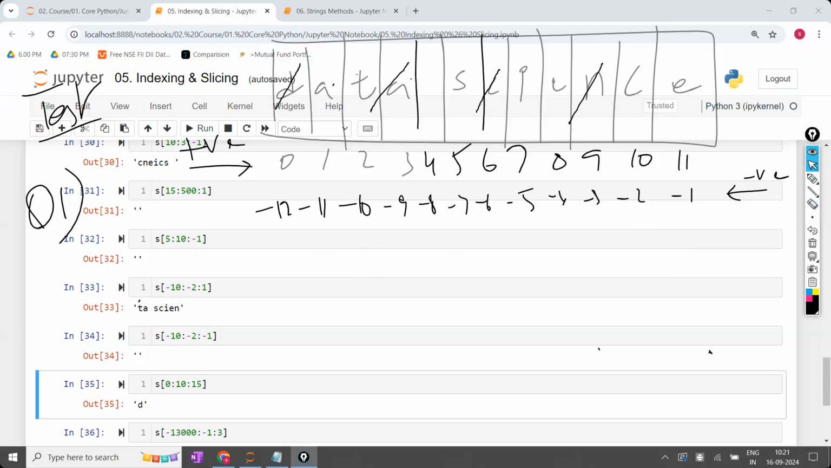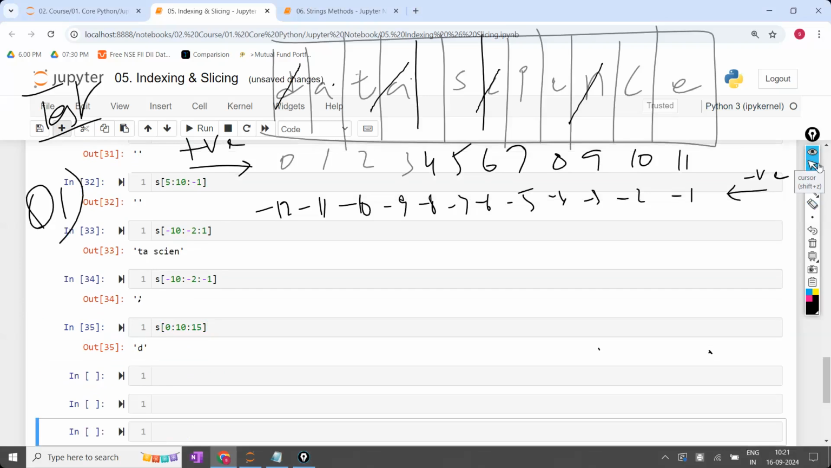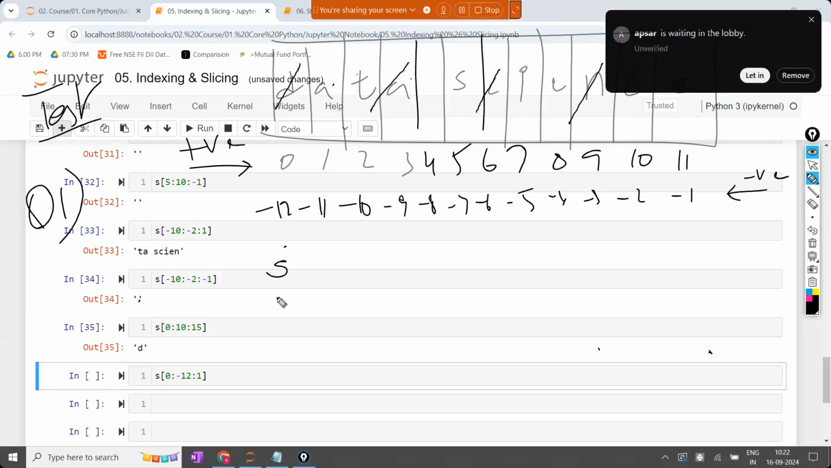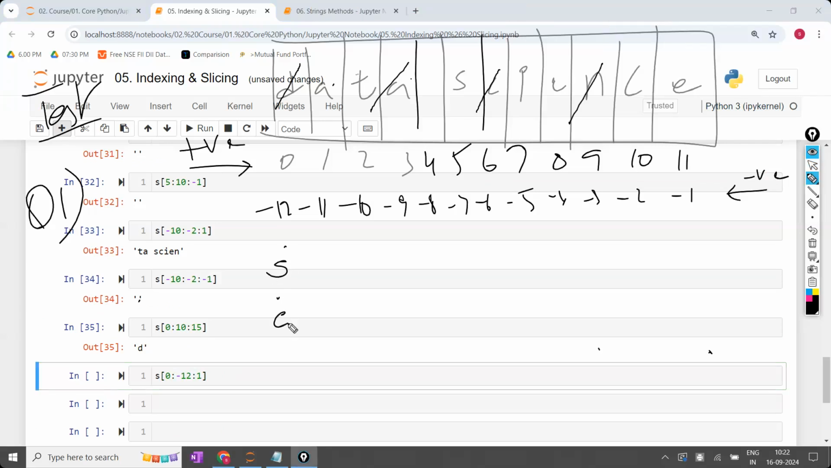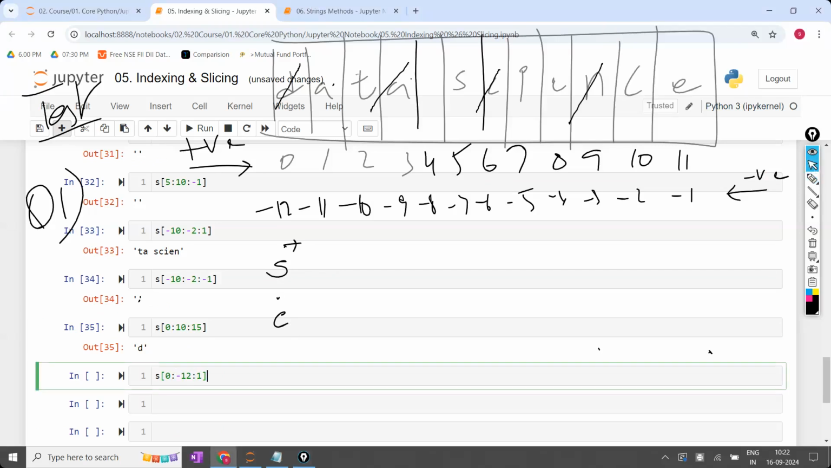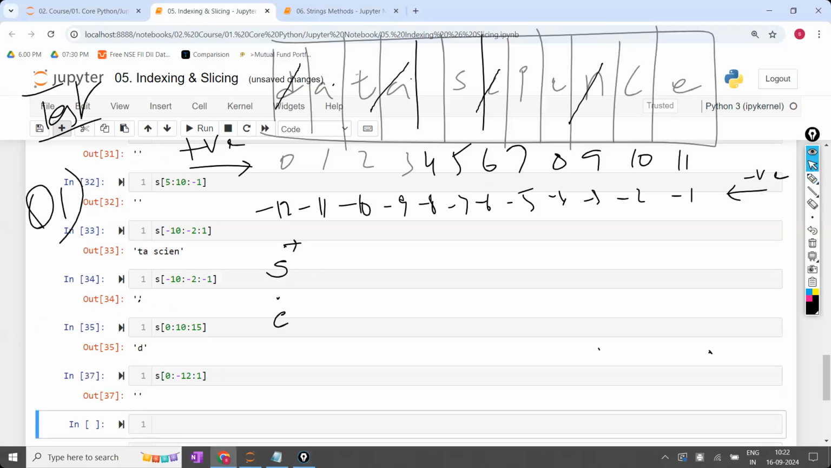Now, let's take one more example. Starting point is 0. Ending point is -12. Direction is +1. What is the starting point? 0. Starting point, ending point, same. And you want to move in that direction. What is the output you are going to get? It is empty.